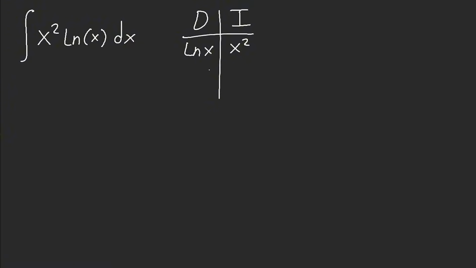Now when we derive ln of x, we get 1 over x. Don't forget to alternate your sign. And then the integral of this is x cubed over 3. Do we keep going? No, we don't. We stop to where when we multiply these two, it's an easier integral. It would be lovely to have a 0, yes, but if we keep deriving, I don't think we'll ever reach 0. So instead, we'll stop here, because this gives us an easier integral.